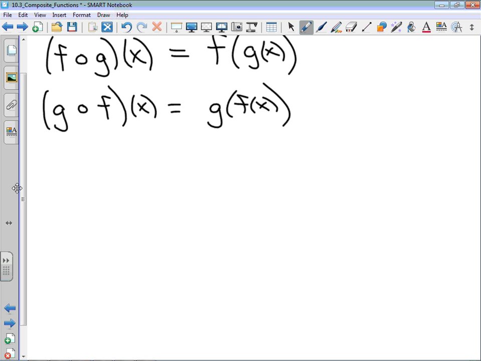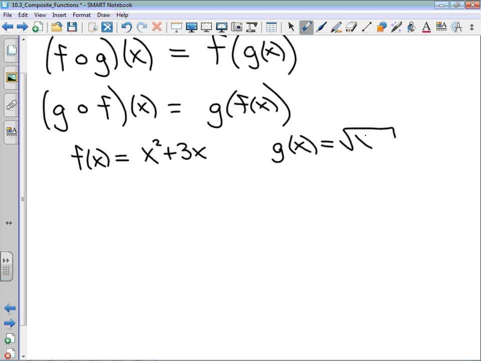But I'd like to give you an example of what this looks like, and that's going to be relatively easy. So let's say that f of x was x squared plus 3x, and then I'll say that g of x was, just so that we do get that input problem, I'm going to make that equal to the square root of x minus 1. Now, it's worth mentioning from all the work we've done in the past, because g of x is the root of x minus 1, x must be greater than or equal to 1.